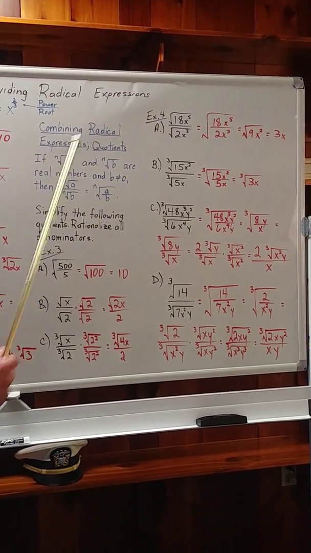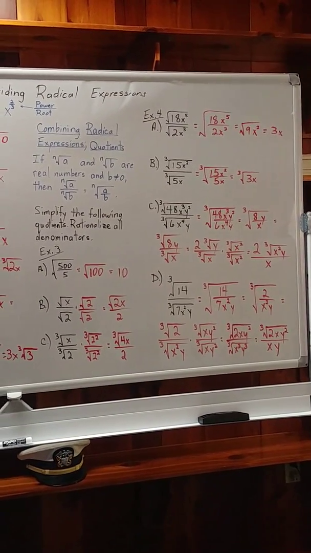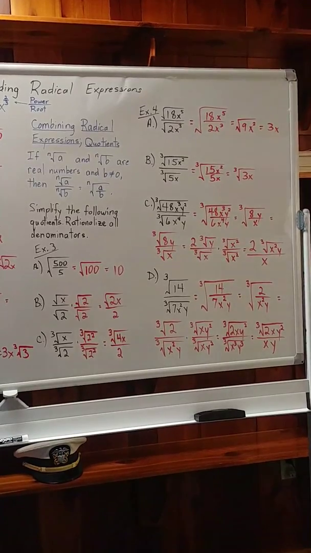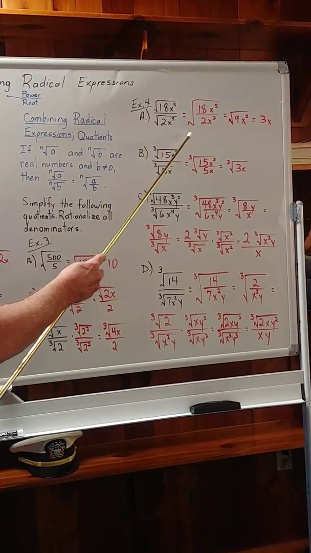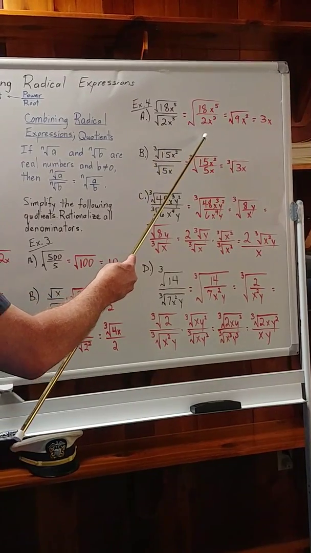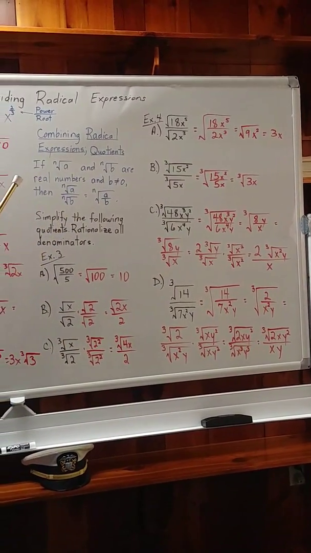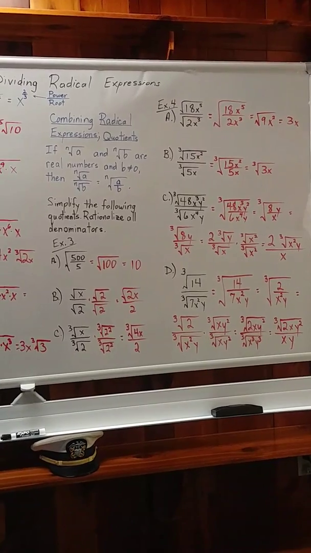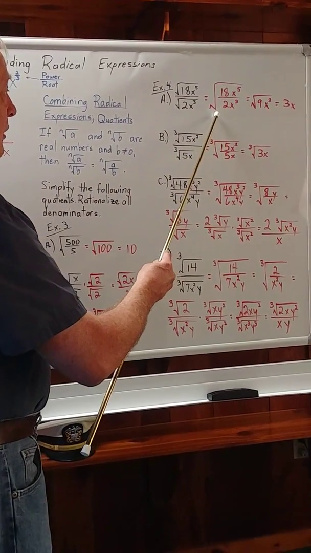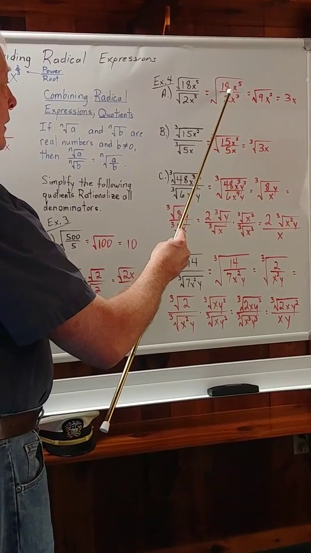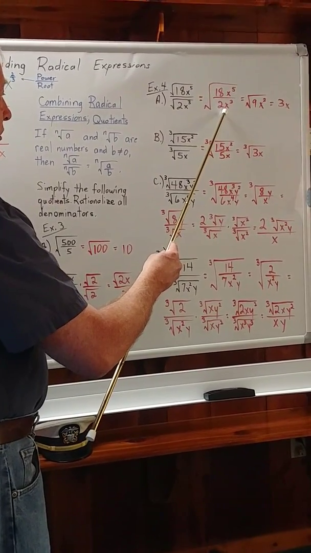Example 4a. We have the square root of 18x to the fifth divided by the square root of 2x to the third. This is a case where if we create one fraction out of the two radicals, we can simplify it. So when that occurs, that's what we would like to do. Make it into one fraction so we can simplify. So this gives us a square root of 18x to the fifth over 2x cubed.